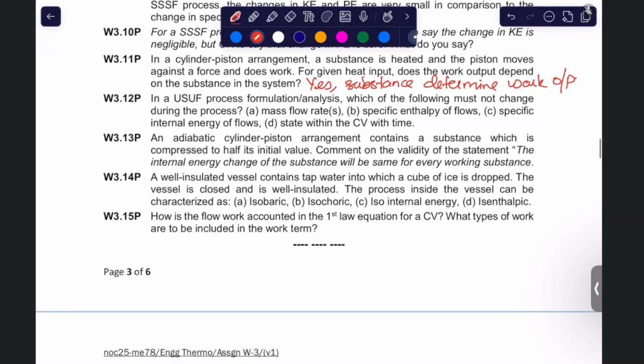Next is: an adiabatic cylinder piston arrangement contains a substance which is compressed to half its initial value. Comment on the validity of the statement: the internal energy change of the substance will be same for every working substance. Okay. So adiabatic means delta Q equal to 0. The substance is compressed to half its initial value, so whatever work was done in compressing has transferred to the internal energy change of the substance.